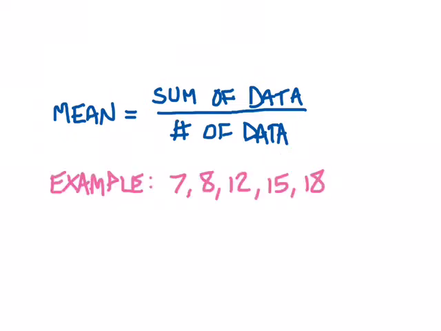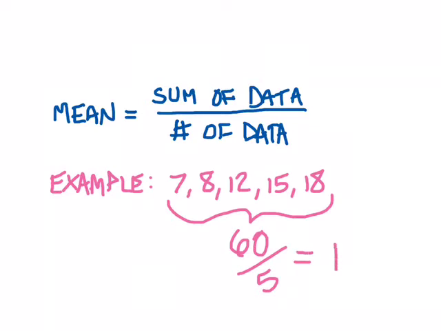So as a quick example, if I have a data set 7, 8, 12, 15, 18, and I take the sum of all the data, that's 60, and I divide it by 5, the number of data, I end up with a mean of 12. So I could say that one way of describing what's normal for this set of data is to say 12 is normal, because that's what an even distribution of the data would be.